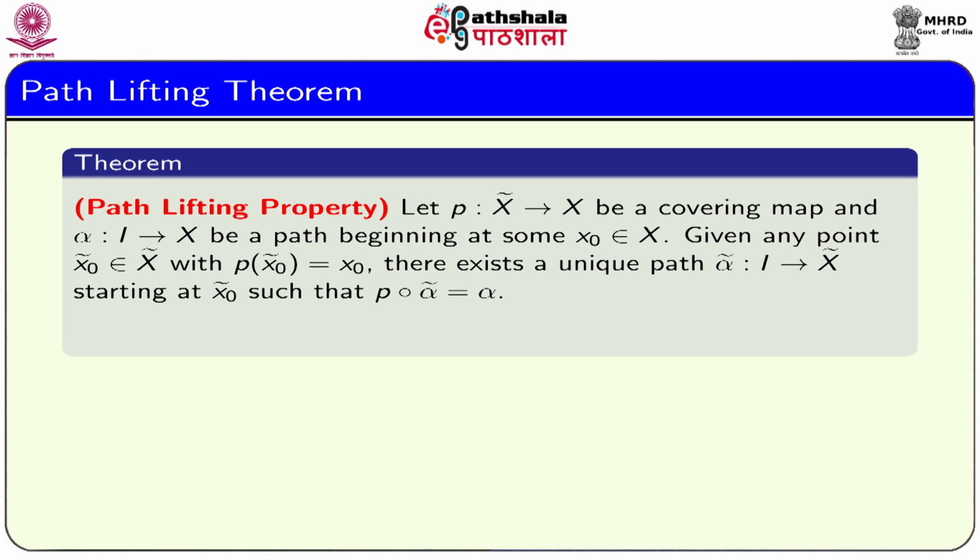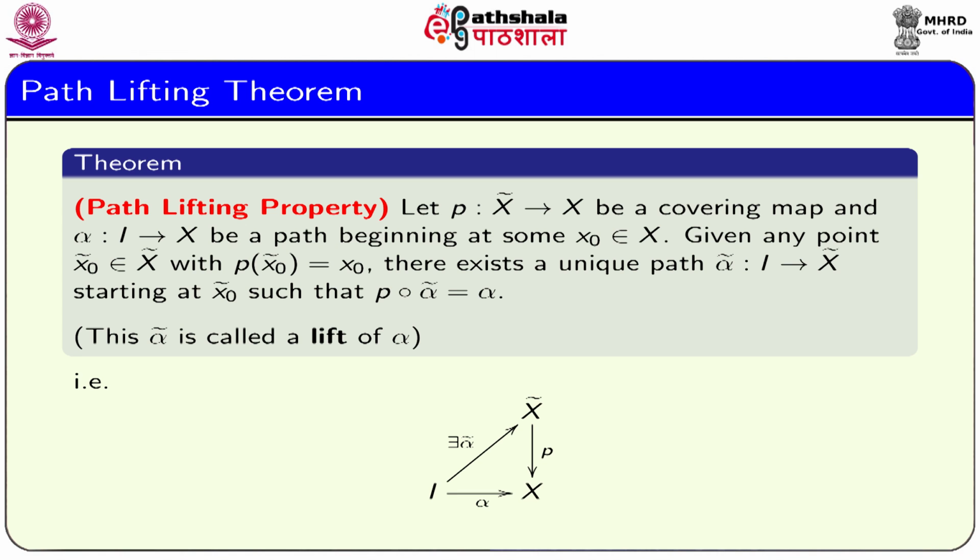Suppose P is a covering map from X tilde to X and alpha is a path beginning at some x0 belonging to capital X. Given any point x0 tilde in capital X tilde with P of x0 tilde equal to x0, there exists a unique path alpha tilde in X tilde starting at x0 tilde such that P composed alpha tilde is alpha. Then this alpha tilde is called a lift of alpha.